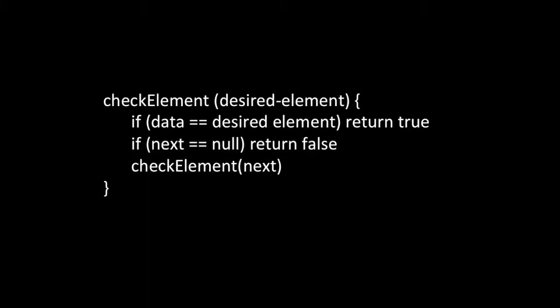Here's a pseudocode implementation of recursive linear search for linked lists. CheckElements takes one argument, which is the goal element. If the data field is equal to the desired element, return true. That's a base case. If next equals null, well, that means we've reached the end of the list, and we return false. That's another base case. And otherwise, we have the recursive case in which we check element of next.